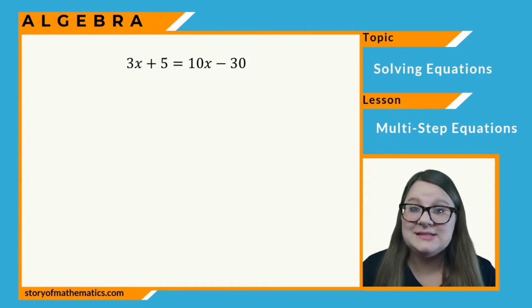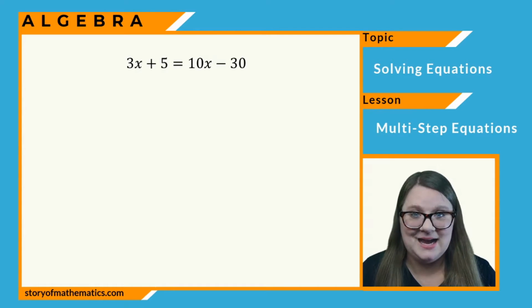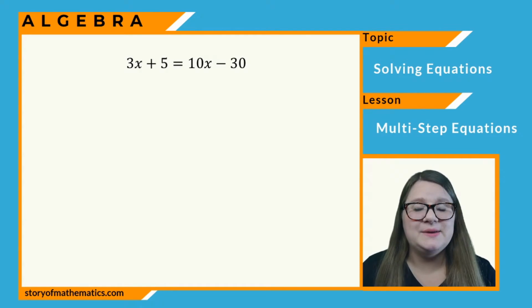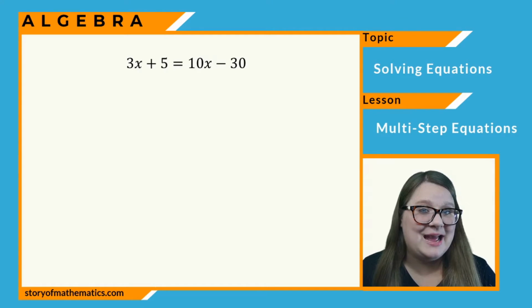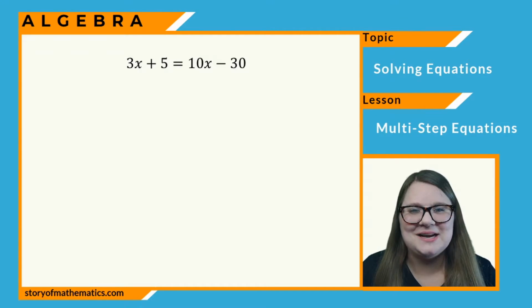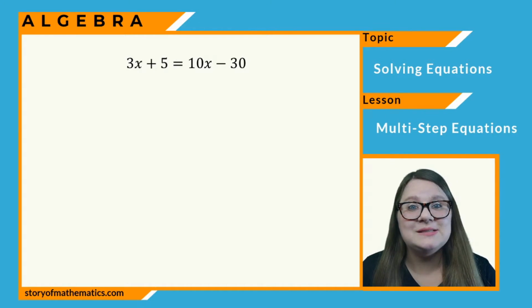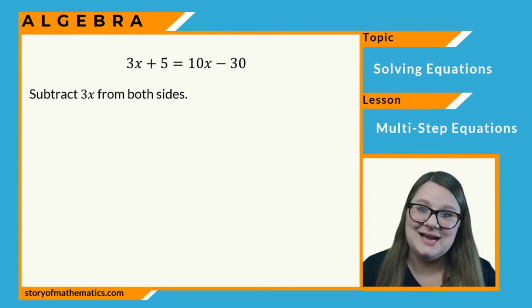First of all, notice that there isn't anything we need to distribute because there are no parentheses. We also cannot combine any like terms because there are no like terms on the left and there are no like terms on the right. So we're going to go ahead and jump straight into step number 3, which is move all of the variable to one side. Now, in this case, because 10x is bigger than 3x, I'm going to move everything over to the right side because I like positive numbers. So what I'll do is I will subtract 3x from both sides.